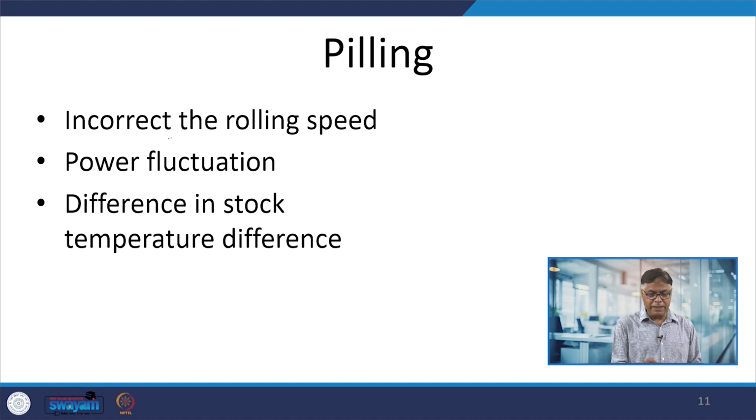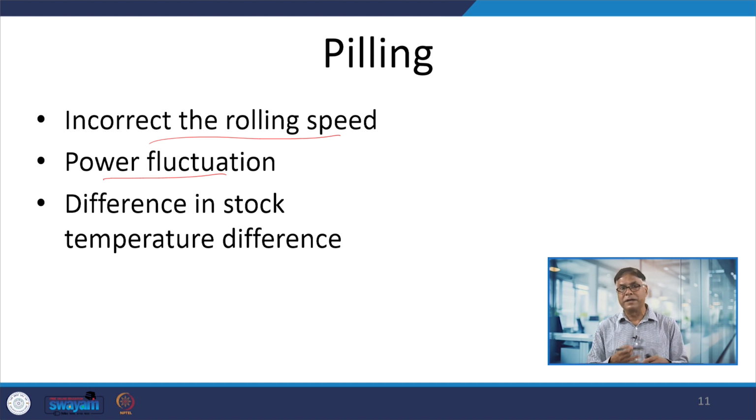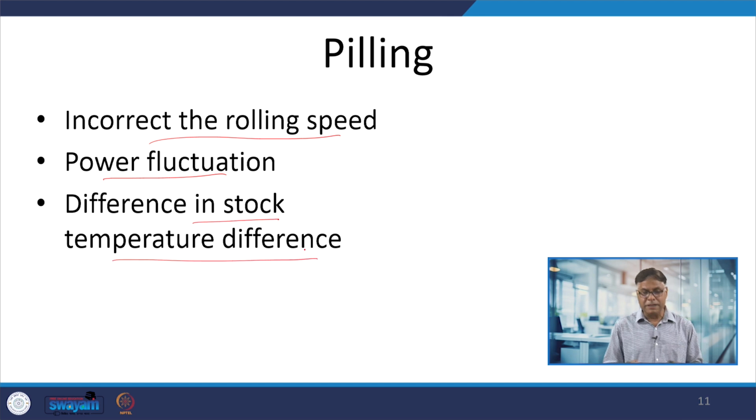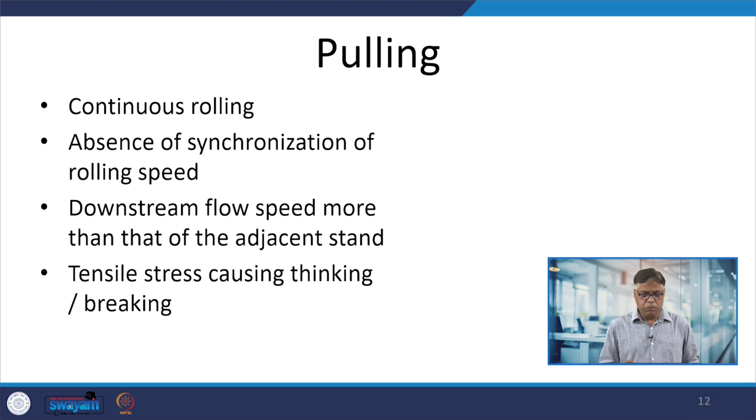Piling up means incorrect rolling speed, where one stand is rolling at a higher speed than the other and things are not synchronized, or power fluctuation, where at one stand the rolling is still going on while at another rolling stand it is not going in the same way. This will lead to the piling up of the rolled sheets, or to a difference in stock temperature in the different zones.